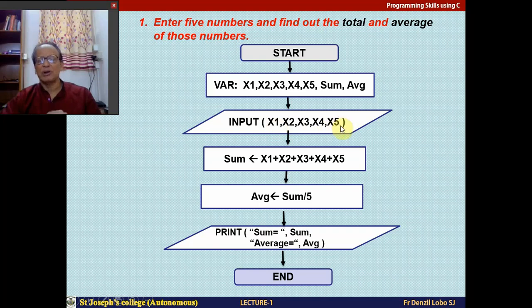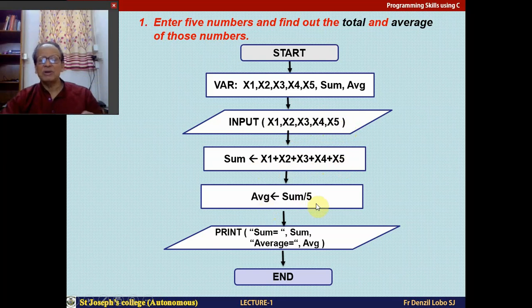Some students write comma, sum, etc. No use, because we are going to find the sum of those five numbers. Therefore, input only five numbers, x1, x2, up to x5. And once you have done that, you find the sum. Sum means add x1 plus x2 plus x3, x4, x5. You find the sum of those numbers.